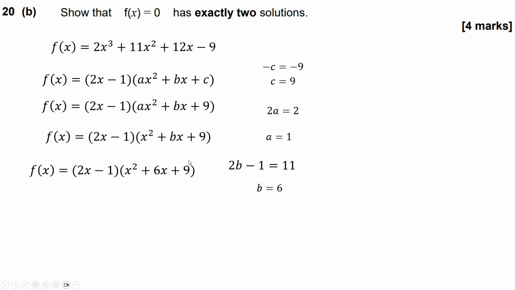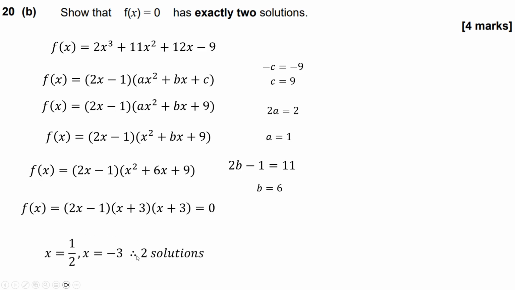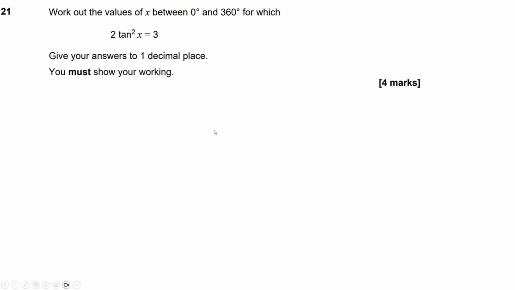And then this, you can actually factorize again to x plus 3 all squared, or x plus 3 times x plus 3. And then set it equal to 0 because the question told us to. So x equals a half, or x equals minus 3. And those are only two solutions, so we've shown that.